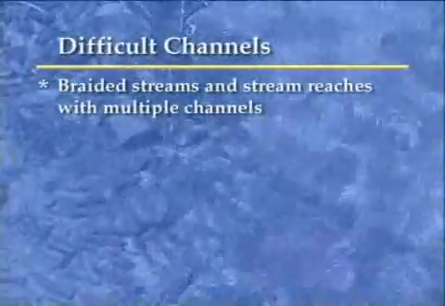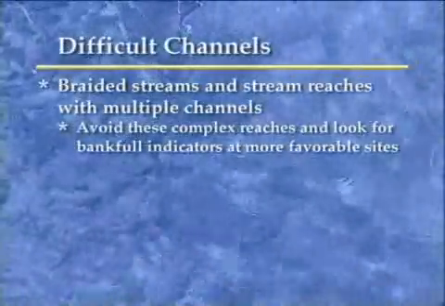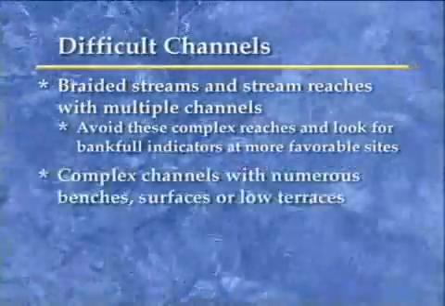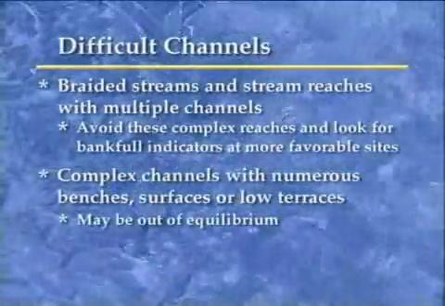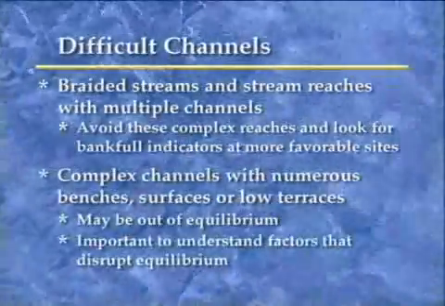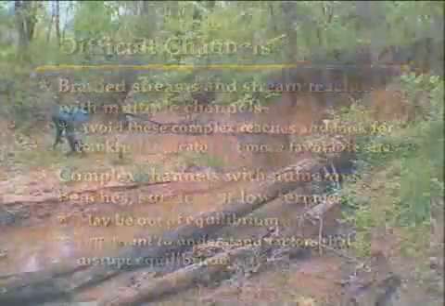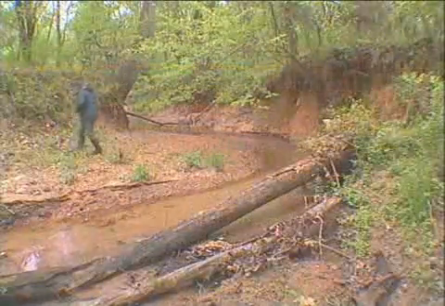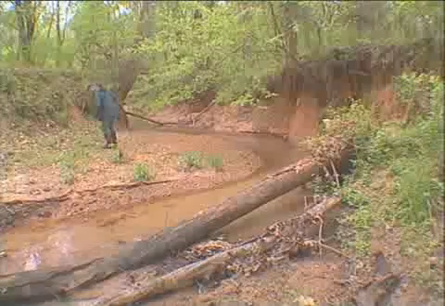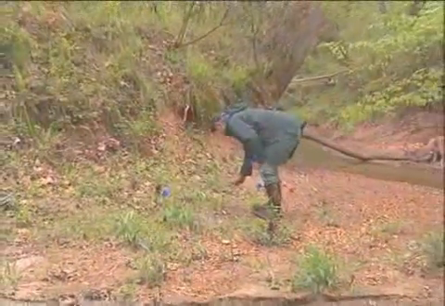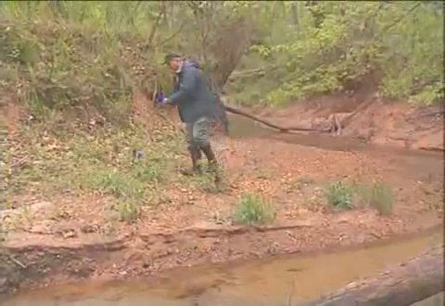The best strategy in many of these situations is to avoid these complex reaches and look for Bankfull indicators at more favorable sites. Stream channels are continually changing and may be out of equilibrium for a period of time. It's important to be able to understand and recognize factors that disrupt channel equilibrium. Isaacs Creek in the Piedmont of South Carolina provides a good example of a channel that is still working to regain its equilibrium. However, even in these channels, Bankfull features can be identified as they form within an enlarged, incised channel.